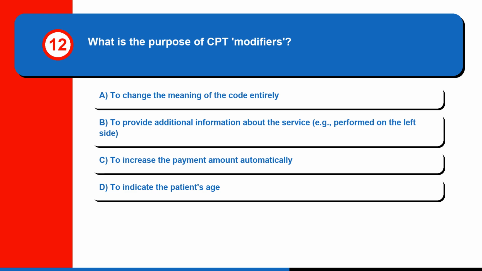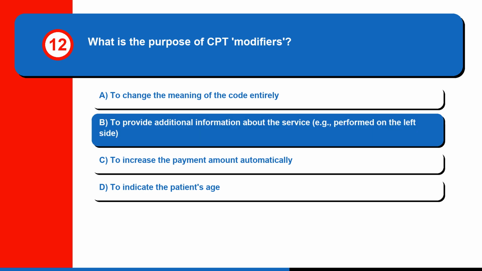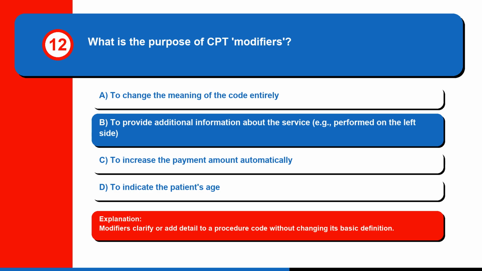Question 12. What is the purpose of CPT modifiers? A. To change the meaning of the code entirely, B. To provide additional information about the service, for example, performed on the left side, C. To increase the payment amount automatically, or D. To indicate the patient's age? The correct answer is B. To provide additional information about the service. Modifiers clarify or add detail to a procedure code without changing its basic definition.